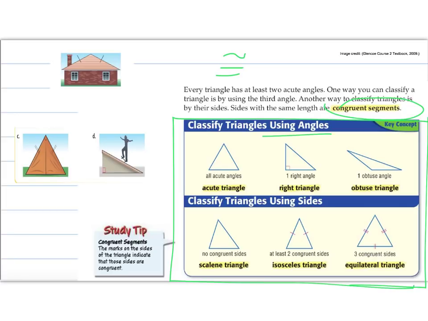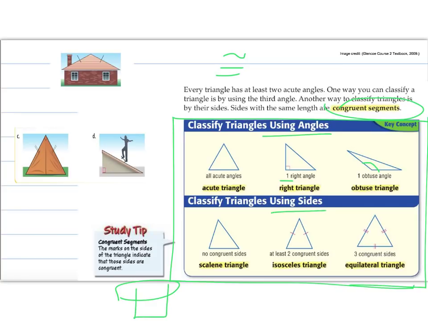A right triangle means that it has exactly one right angle. A triangle can't have two right angles because then these ones wouldn't meet. An obtuse triangle is when there's one obtuse angle. Obtuse meaning more than 90 degrees.